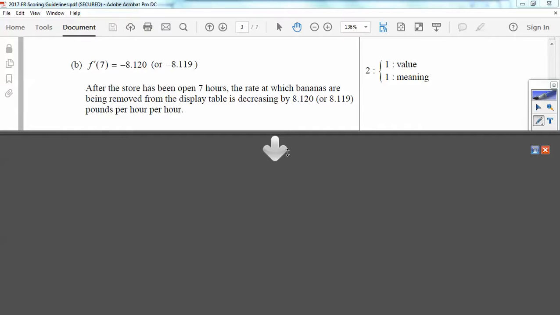For part C, you got to really pay attention. Well, even in part B, you got to really pay attention to the units that you're given in the problem. What are the units on F?